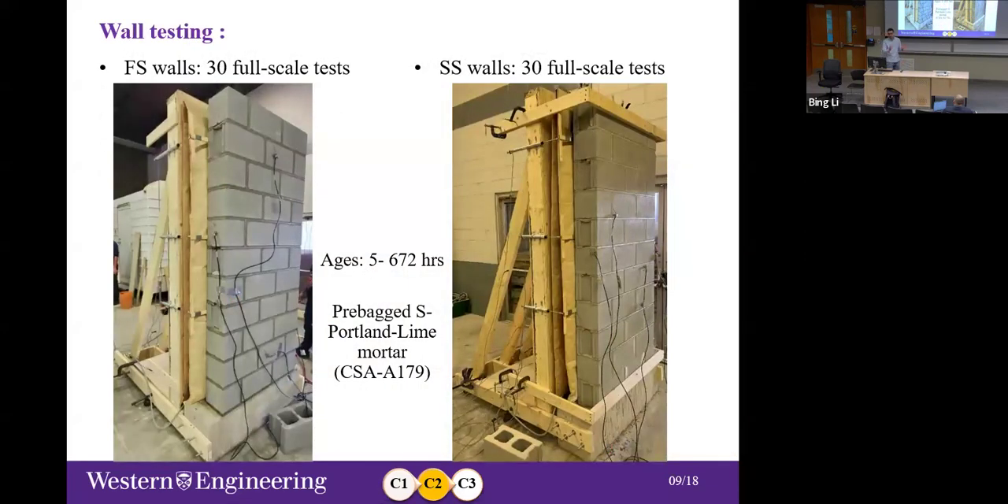Generally, we conducted 30 full-scale wall tests for FS walls and 30 full-scale wall tests for SS walls. The samples cover all ages from 5 hours to 672 hours, which is 28 days after construction. And pre-bagged Type S Portland cement mortar based on the CSA code has been used in this study.